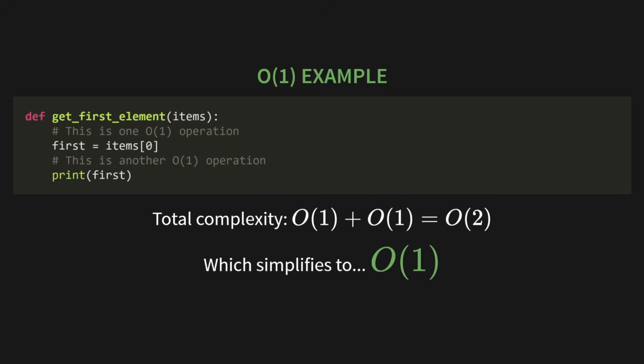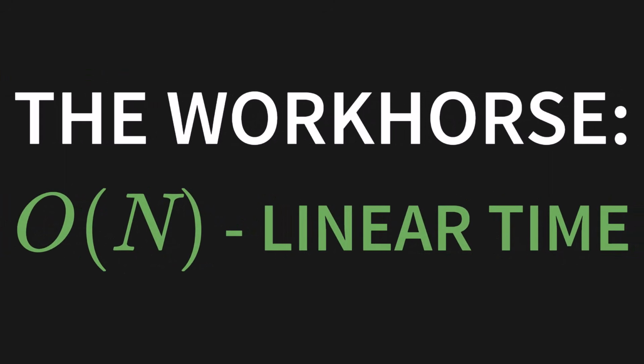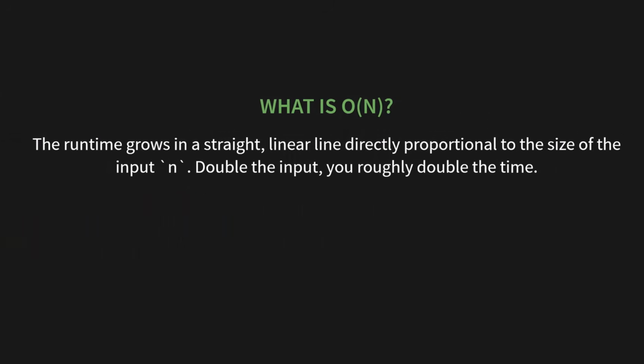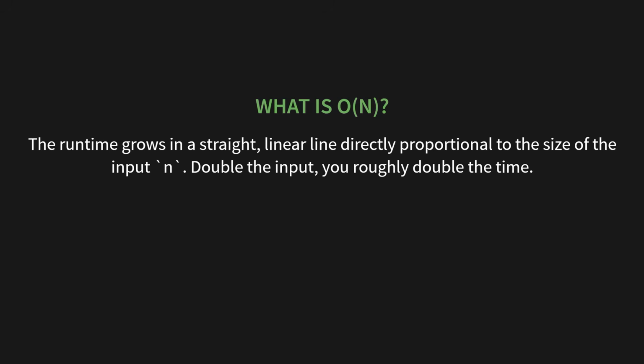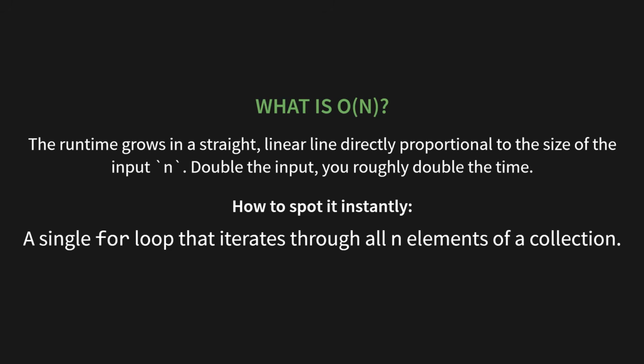Simple as that. Next up, the workhorse, O of n, or linear time. What is O of n? This is when the runtime grows in a straight, linear line directly proportional to the size of the input n. If you double the input, you roughly double the time. It's that simple. How do you spot it instantly? This is the dead giveaway: a single for loop that iterates through all n elements of a collection.